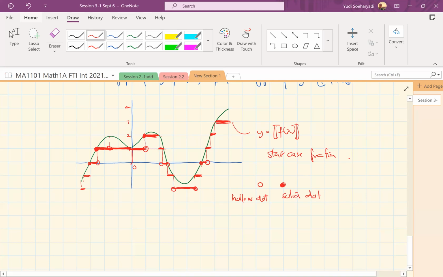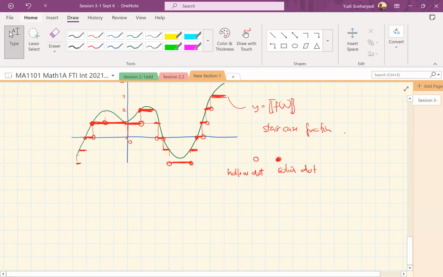Sometimes you don't need to be this careful though. It's not always the case that the solid one goes to the left and the hollow one to the right. It depends on the function, whether it's going up or going down, monotone decreasing or monotone increasing. You just check the value. Okay. More questions? Okay, we'll combine this later on.